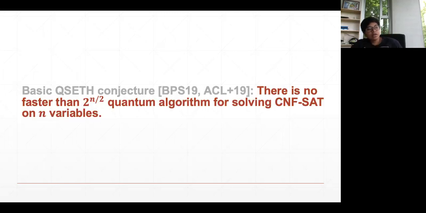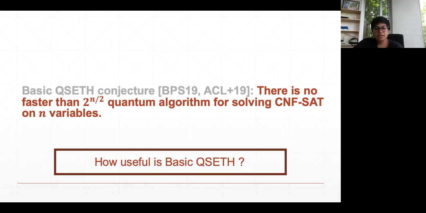So it was natural for us to then conjecture a basic quantum version of this SETH conjecture. We conjectured, along with Aaronson et al. in 2019, that there is no faster than 2^(n/2) quantum algorithm to solve CNF-SAT on n variables. But then how useful is this basic QSETH going to be for us?